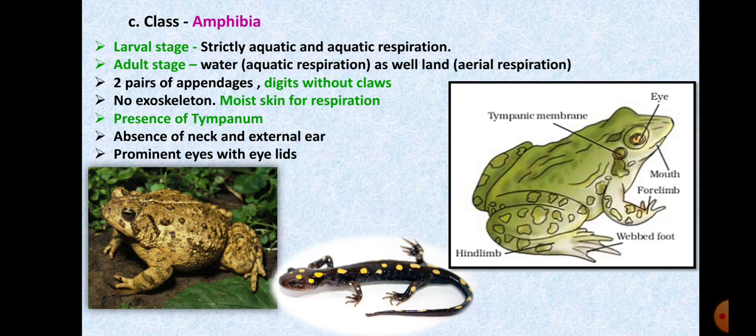They do not show presence of neck as well. External ear, as I told you. Prominent eyes with eyelids. These eyelids will help them in the water and prevent water from entering their eyes. The picture in the center that looks like a lizard to you is a salamander. It is also one of the amphibia. Clear? Let's move to the next class.